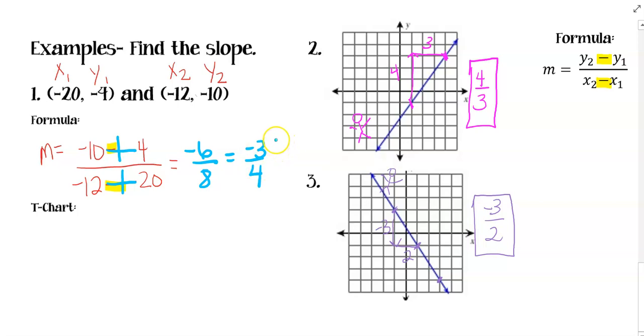How does that mean Kyle would move on the graph? He would go down 3 over 4. And there is your slope.